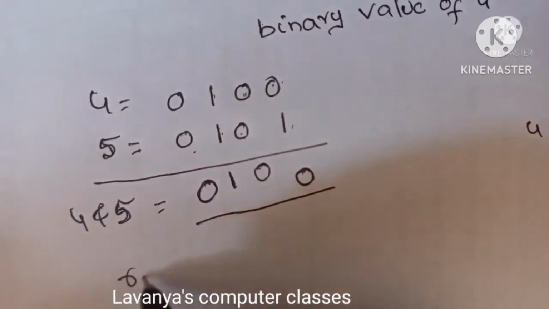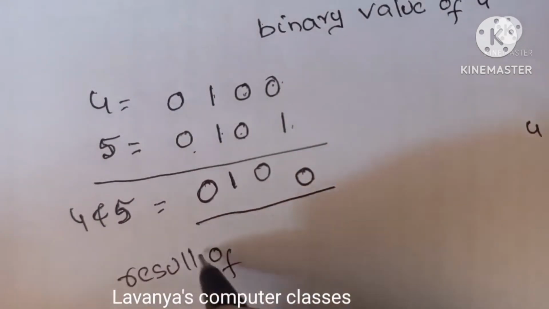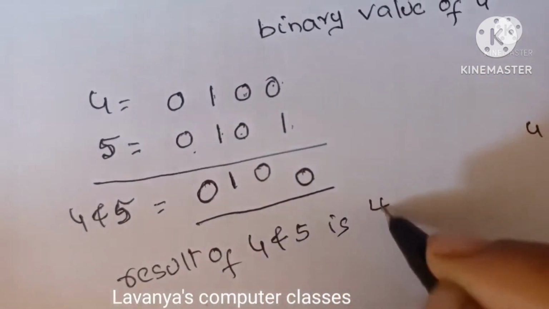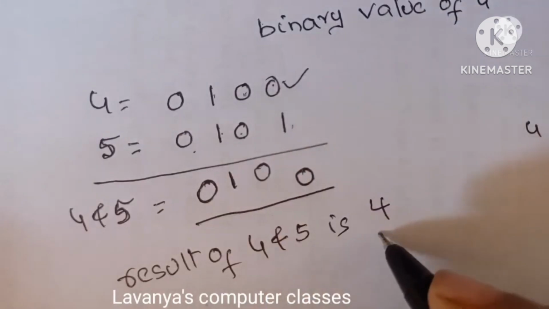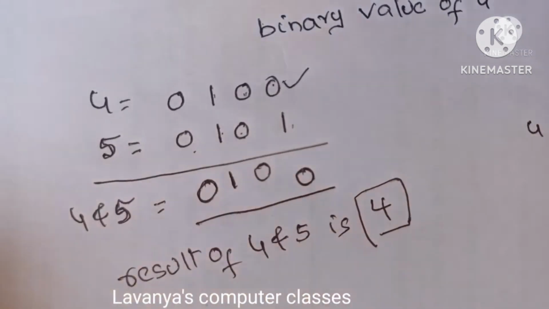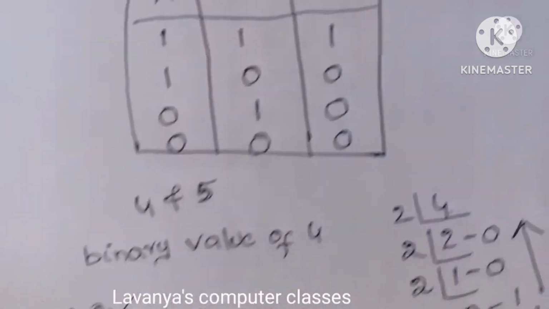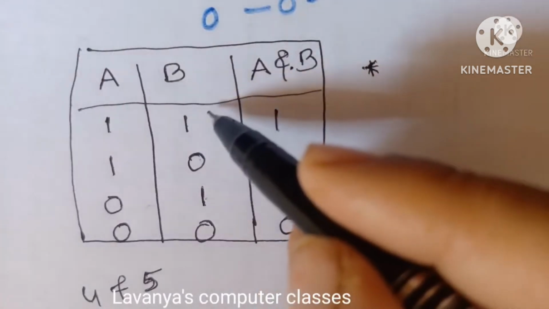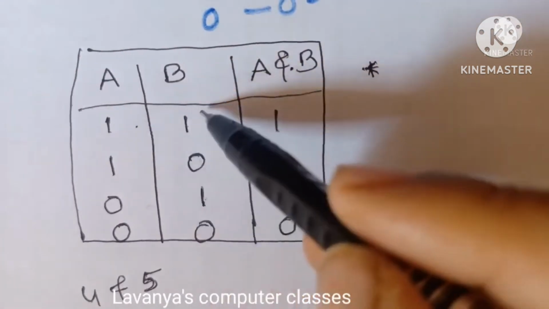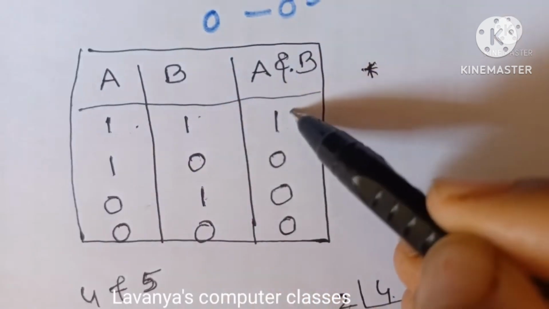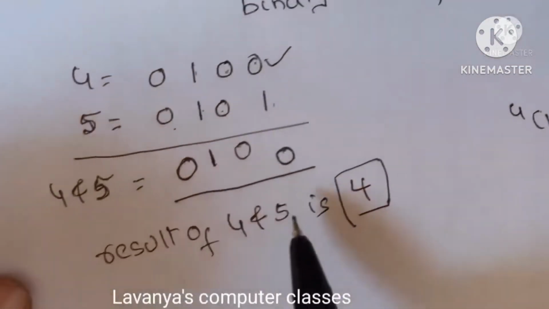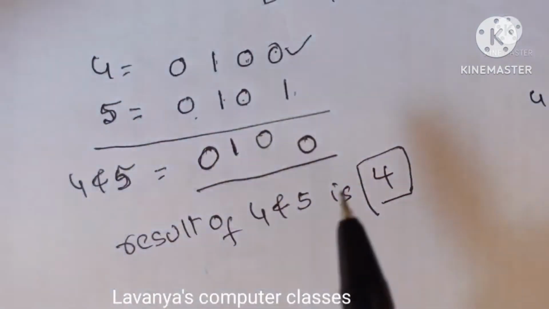So the result of 4 and 5 is 0, 1, 0, 0, which is again 4. The result of 4 and 5 is 4. This is how the binary AND operator works, where the symbol is the ampersand. It is used between a minimum of two numbers, and only if both bits are 1 is the result 1. If any one bit is 0, the result is 0. So this is the example for the AND operator. Now we will explain the bitwise OR operator.